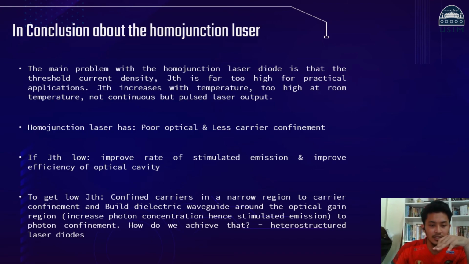In order to get a low JTH, confine carriers in a narrow region, which is carrier confinement, and build a dielectric waveguide around the optical gain region, which increases photon concentration for stimulated emission, which is photon confinement. And how do we achieve that? It is by heterostructure laser diodes.